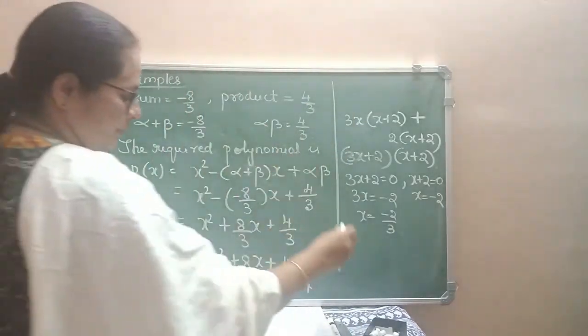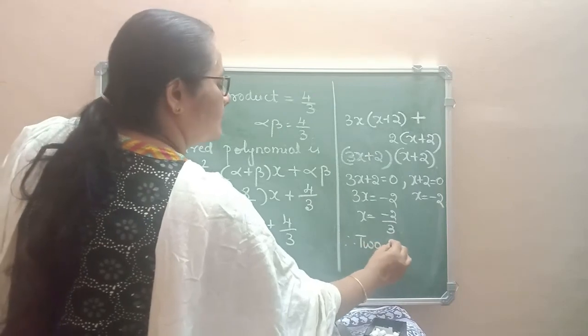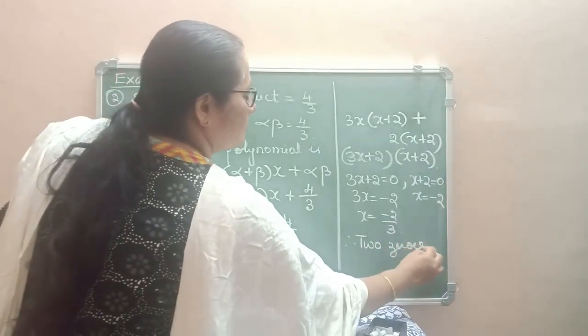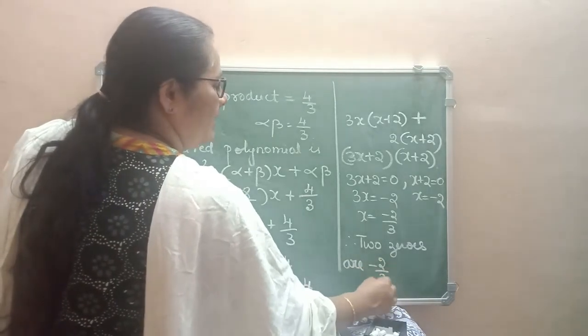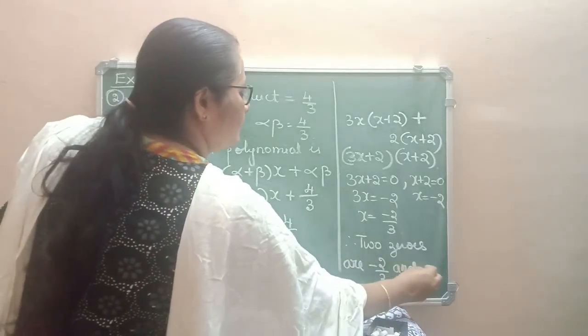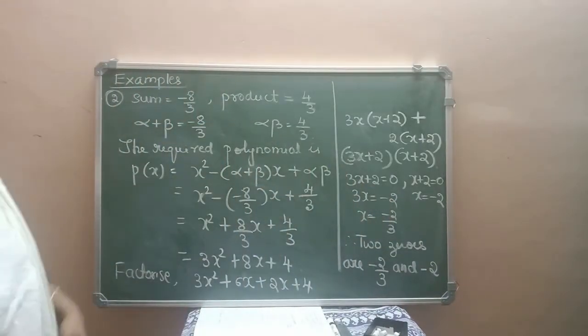Therefore, the two zeros are minus 2 by 3 and minus 2, the two zeros of this polynomial.